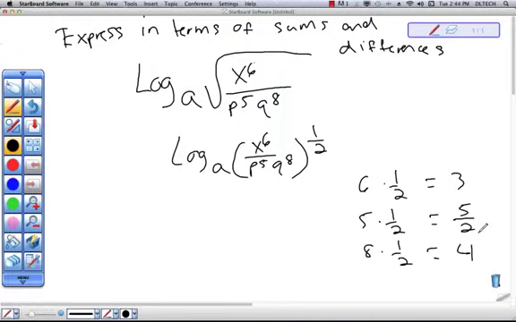Alright, so now using the product rule, all we're going to do is just write these new numbers after distributing this 1/2 as coefficients pertaining to each variable. So say the 6 pertaining to that x now became a 3. We're going to write 3 log a of x.